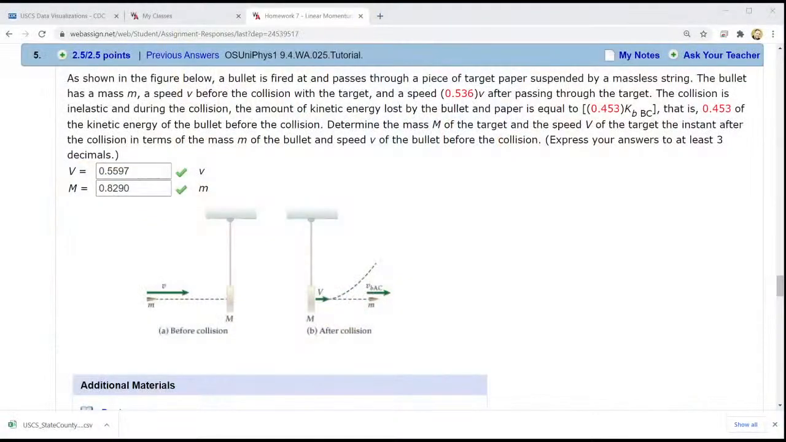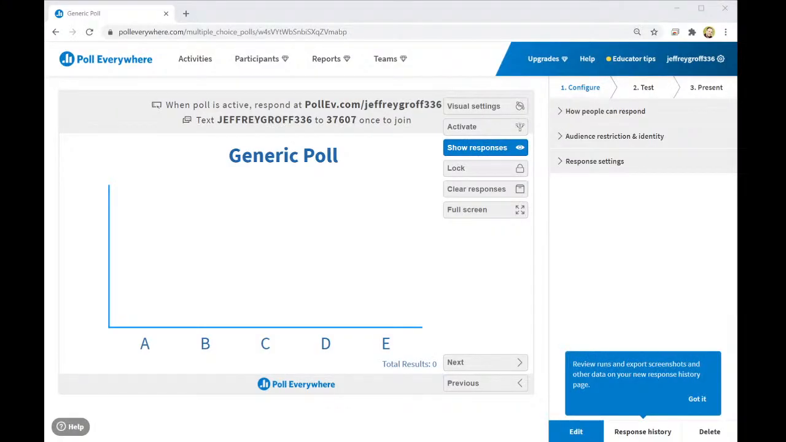All right, let's do clicker questions. All righty, here we go. I got the Poll Everywhere up and running, and let me just change. Come on. Nope. Yay! I found it. All right. So this is the Poll Everywhere poll.